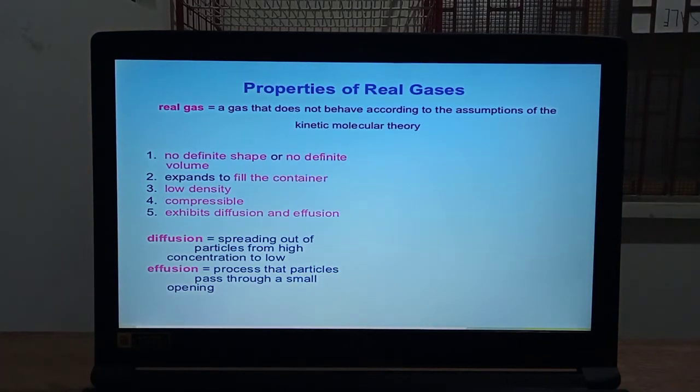Here are the properties of a real gas. A real gas has no definite shape and no definite volume. It expands to fill the container, because it has no shape and no definite volume. A real gas also has low density. It is compressible, and exhibits diffusion and effusion.